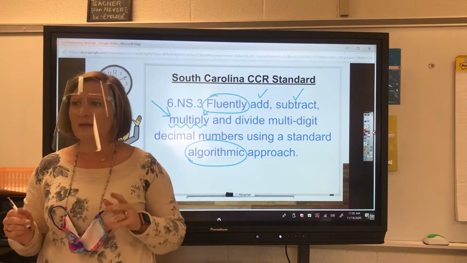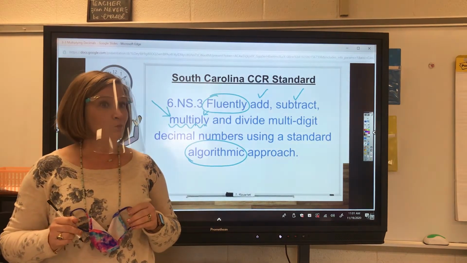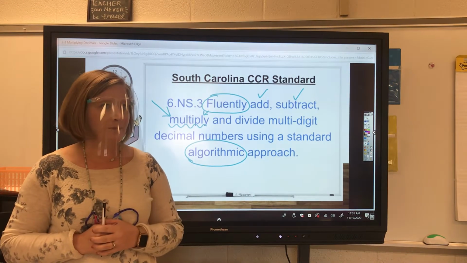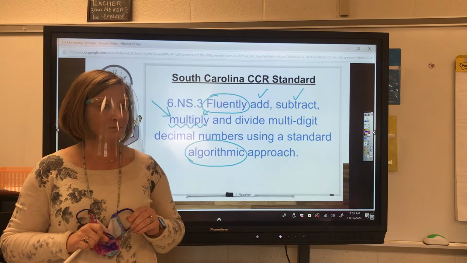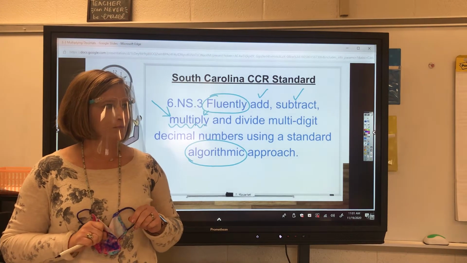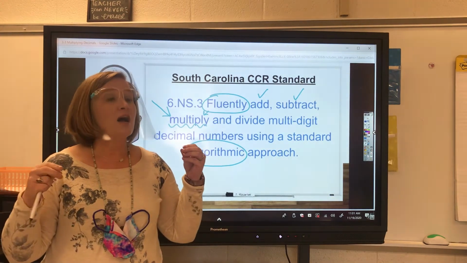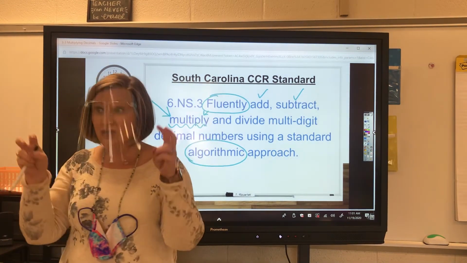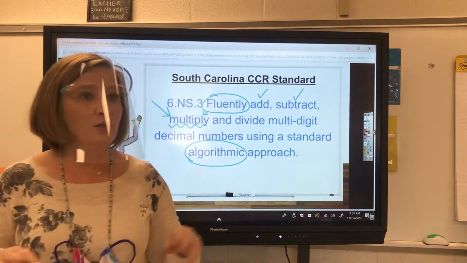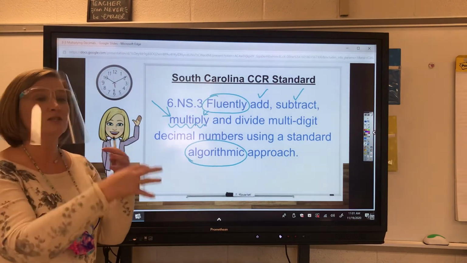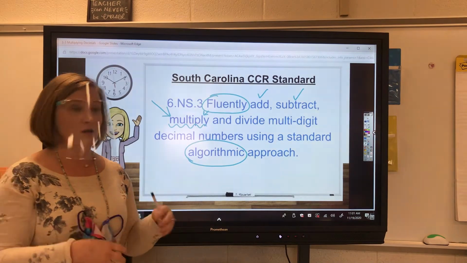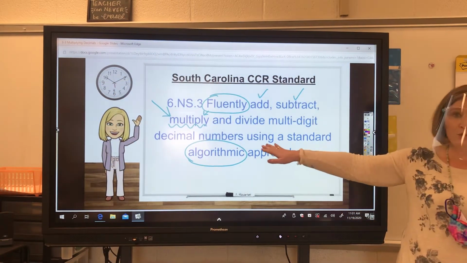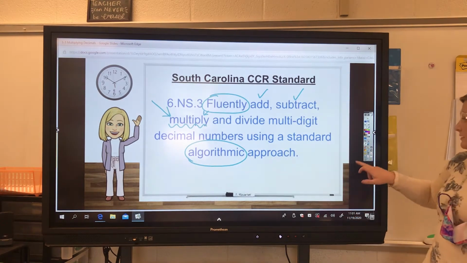What does algorithmic mean? It's a big word. It's kind of a new word. A certain way, a certain set of steps, the old way, the traditional way, okay? It's not something new. It's something that has been done over and over and over, okay? So we are going to multiply multi-digit decimal numbers using the traditional method, okay?